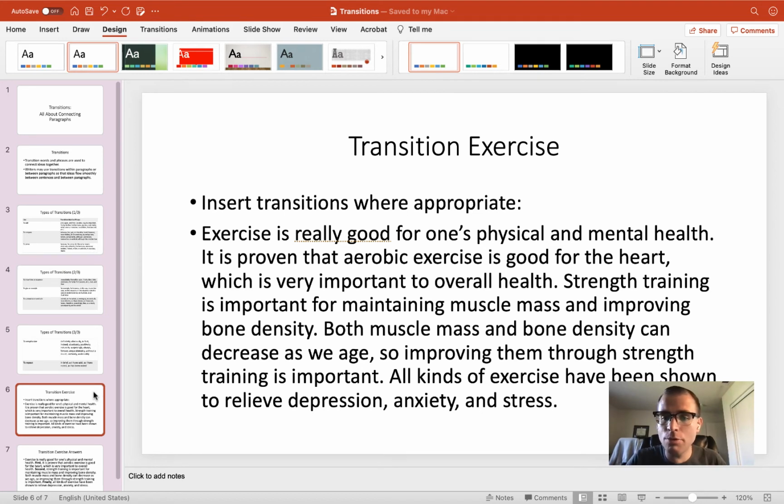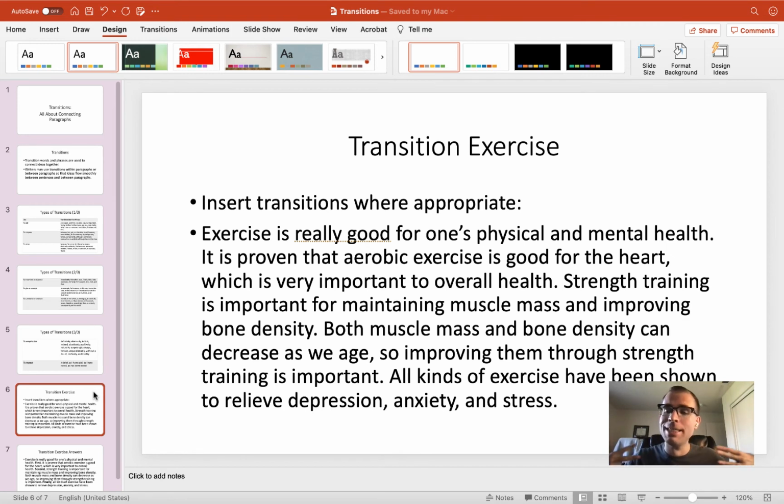Exercise is really good for one's physical and mental health. It is proven that aerobic exercise is good for the heart, which is very important to overall health. Strength training is important for maintaining muscle mass and improving bone density. Both muscle mass and bone density can decrease as we age, so improving them through strength training is important. All kinds of exercise have been shown to relieve depression, anxiety, and stress.